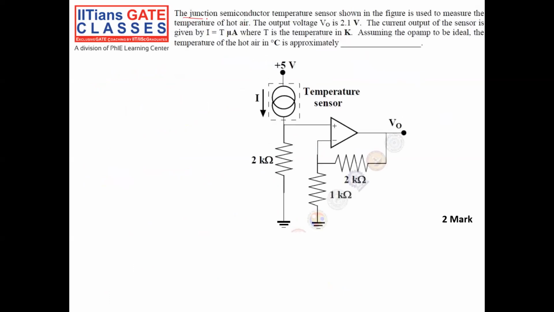The junction semiconductor temperature sensor. The junction semiconductor temperature sensor shown in the figure is used to measure the temperature of hot air. In this circuit, a semiconductor sensor is used to measure the temperature. The output voltage here is given already, 2.1 volt.